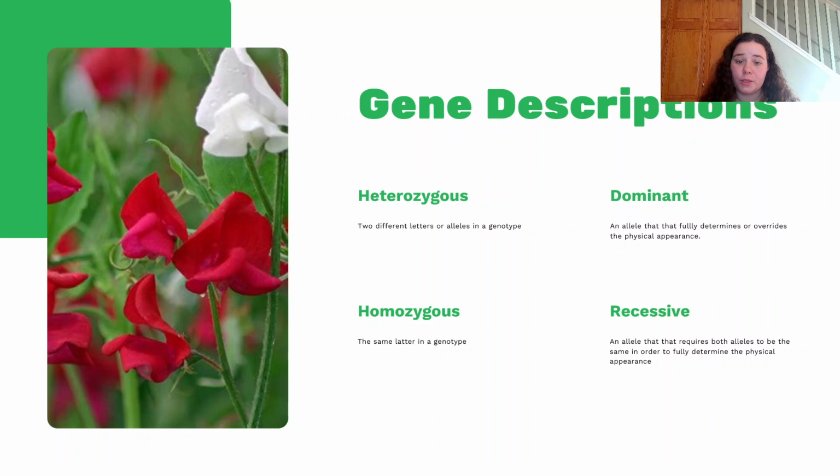That's important because we're going to talk about heterozygous, which has two different letters or alleles in a genotype. Homozygous, which has the same letter or alleles in a genotype.